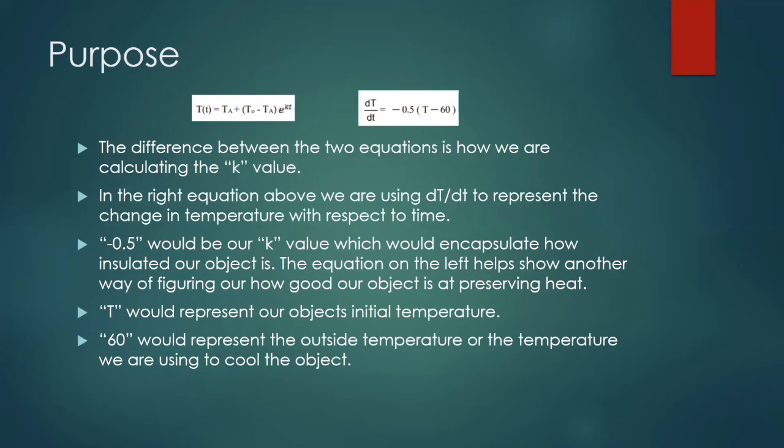In the left equation, you can see that an exponential is used according to time, and the right equation is a simplified equation where the k value is 0.5. In the right equation, we are using dT over dt to represent the change in temperature with respect to time. As I said before, 0.5 will be the k value in the right equation. T will be used as the temperature and also represent the initial temperature, and the 60 will be used to represent the outside temperature, or the temperature that we are using to cool the object.